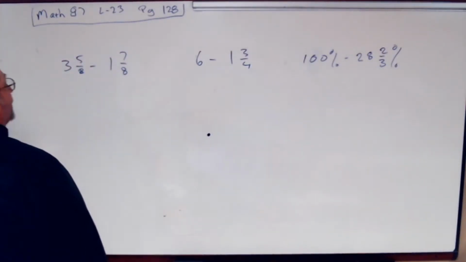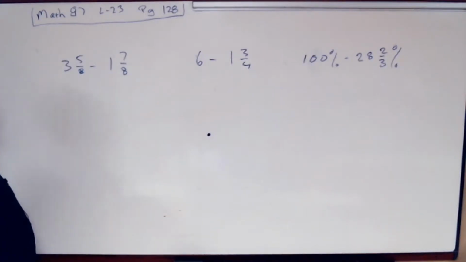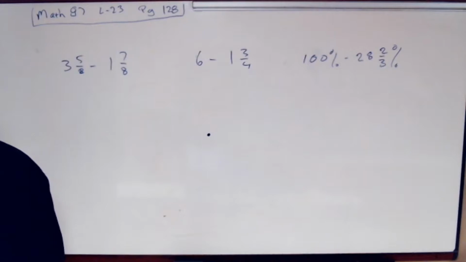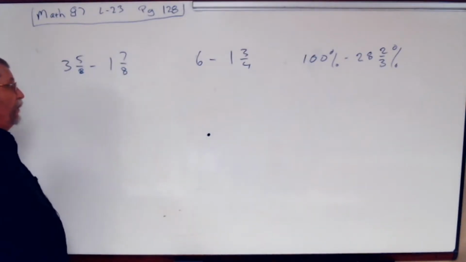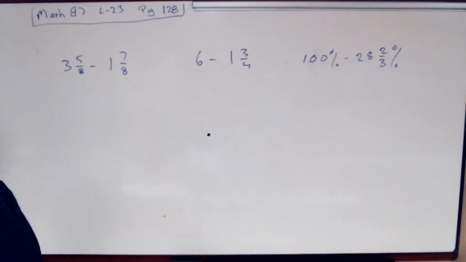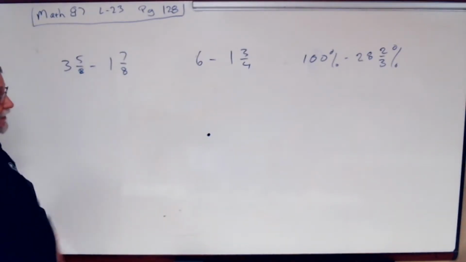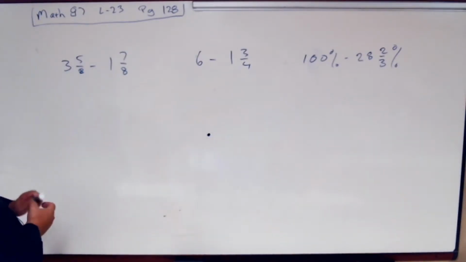Math 87, lesson 23, page 128. This is called something very important, subtracting mixed numbers with regrouping. Subtracting mixed numbers with regrouping. What they're talking about here is borrowing, okay? They already have common denominators in this one here, so we just have to borrow.